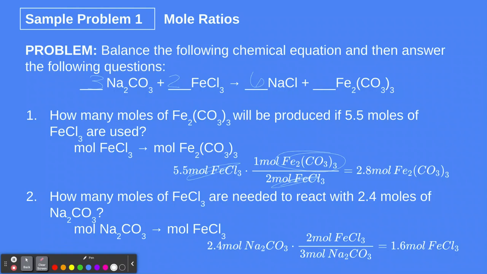We get the 1 from our iron chloride here. We get the 2 from our iron carbonate, and then the 2 from our iron chloride. And so we take 5.5 divided by 2, and that gives us roughly 2.8. In the next problem, we're starting here with 2.4 moles of sodium carbonate. We get out of moles of sodium carbonate and into moles of iron chloride. We get the 3 from our sodium carbonate and the 2 from our iron chloride. We take 2.4 times 2 divided by 3, and that gives us our 1.6.